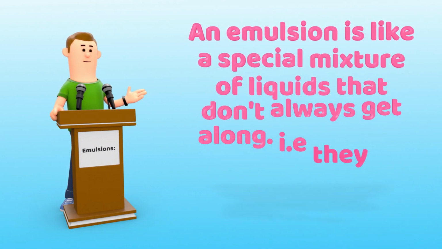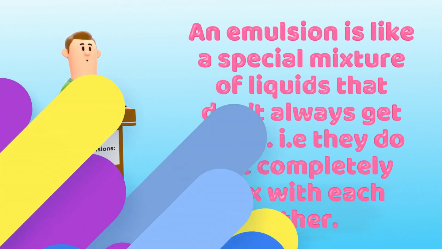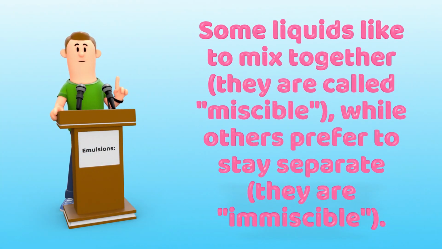Now we are going to see about emulsions. What is an emulsion? An emulsion is like a special mixture of liquids that don't always get along. They do not mix completely with each other. Some liquids prefer to mix together. These are called miscible liquids, while the others prefer to stay separate. These are called immiscible liquids.